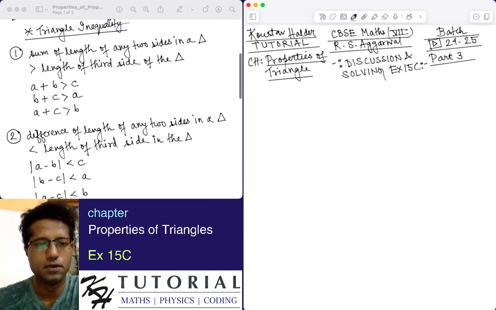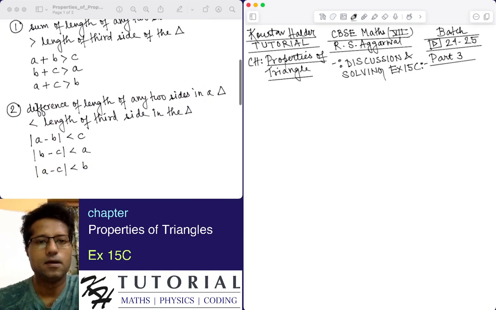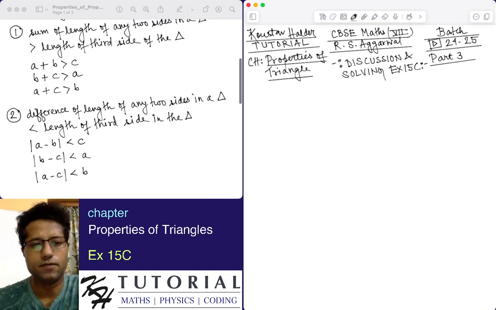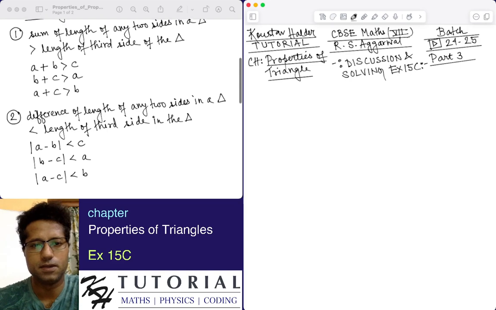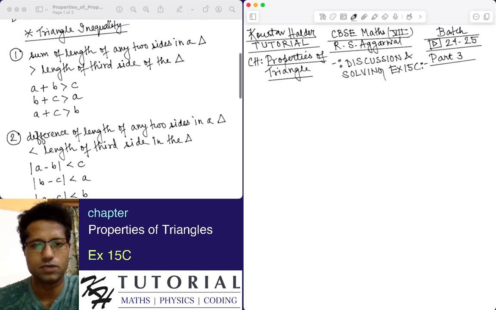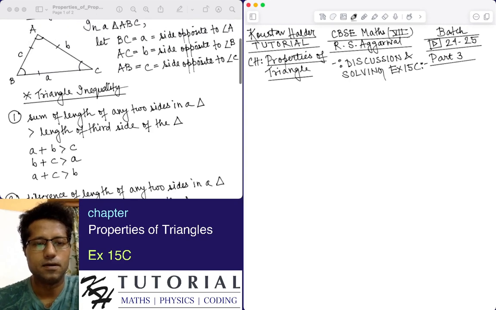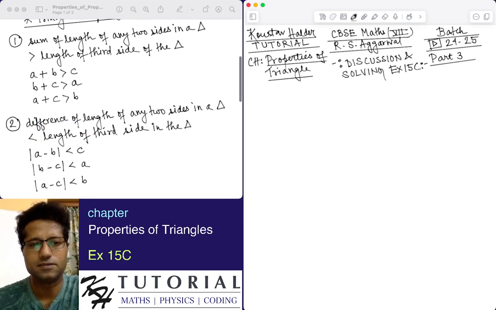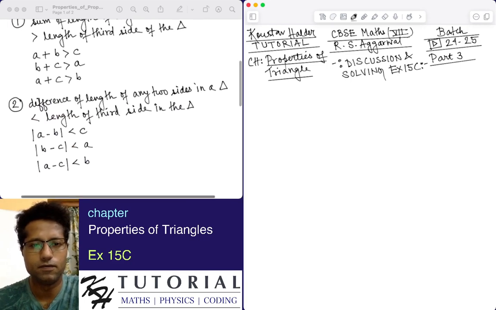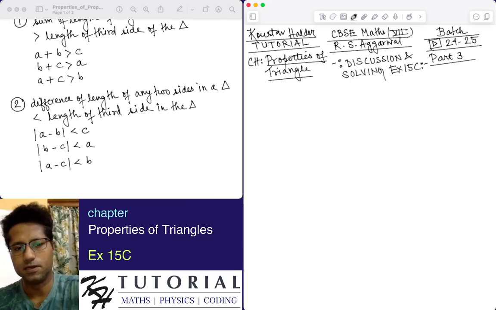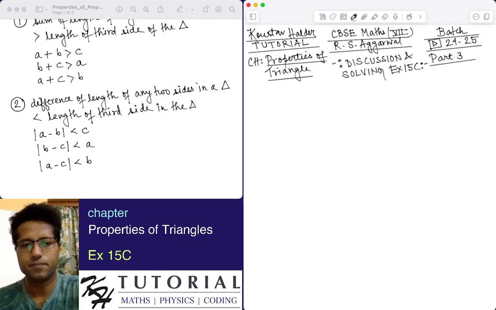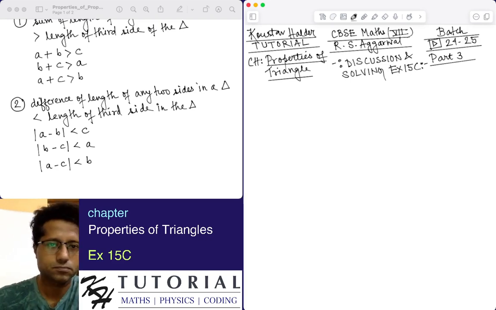the triangle inequality number 2 says that modulus of a minus b. Now what is a minus b? a minus b is the difference of two sides, the sides BC and AC. It will be less than small c. Similarly, we will have modulus of b minus c will be less than a, and modulus of a minus c will be less than b.